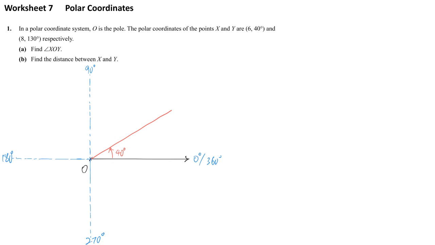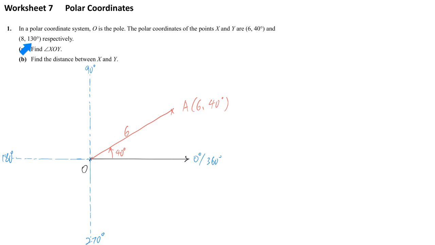After that, the distance from the origin is 6 units, which means that the direct distance from the origin to point A is 6. This is point A. This is the polar coordinate system to locate a certain point.